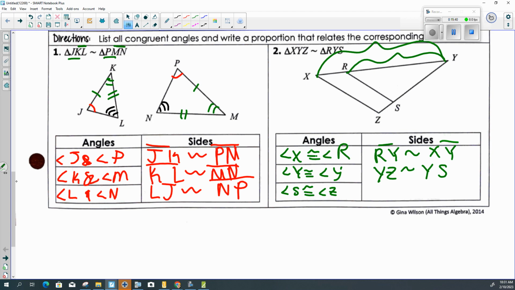Josh, what did you write for this final side of the triangles? XZ is similar to RS, yeah. And again, you could call it ZX, you could call it SR, you could put the SR first. Those orders don't matter. You just need to make sure that you mention all three of the sides. Like, don't leave one out. Okay.